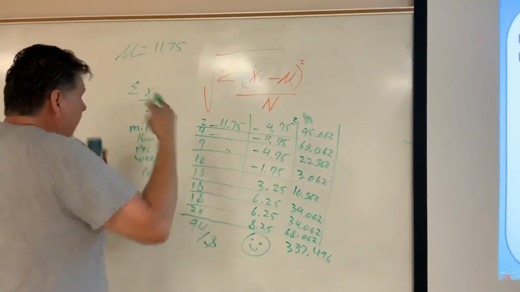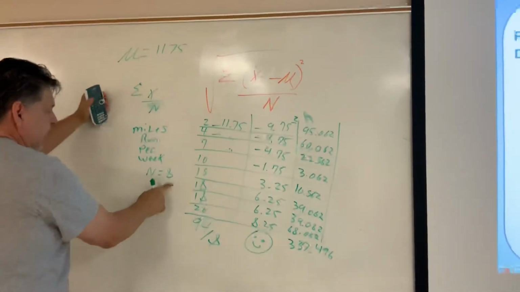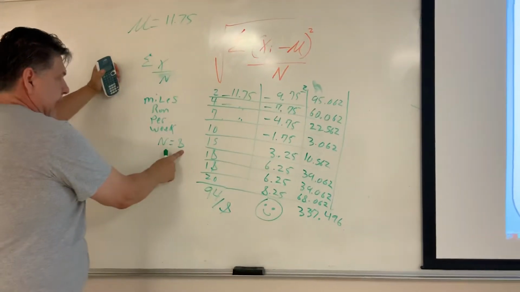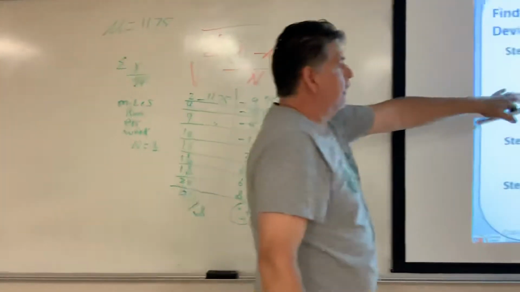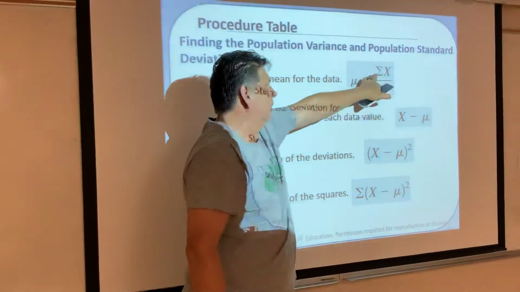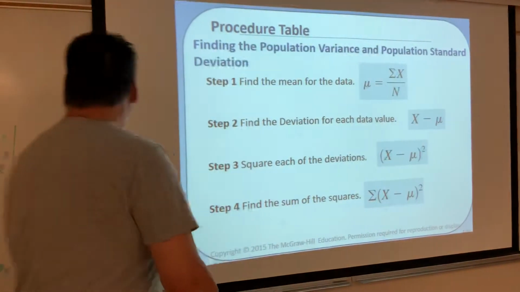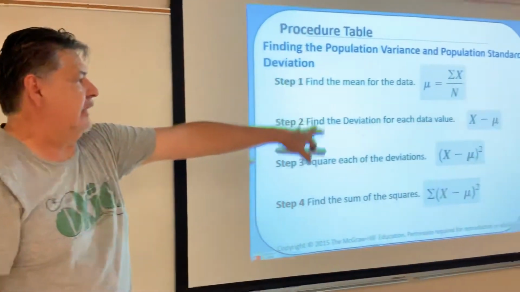Okay, so now I've got these runners here, and I've got miles run per week, and I've got 8 runners, so my N is equal to 8. So I'm going to use my formula here, and I'm going to come over here to the slide, and I'm going to go step by step. I'm going to have to find my average, which is the sum of x divided by 8 in this particular example. So step 2 is find the deviation for each value.